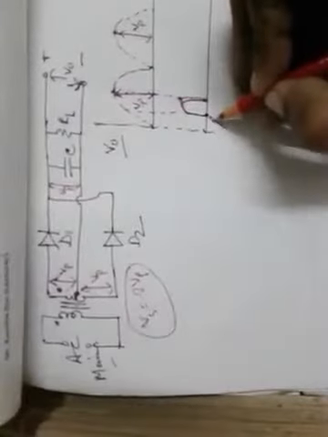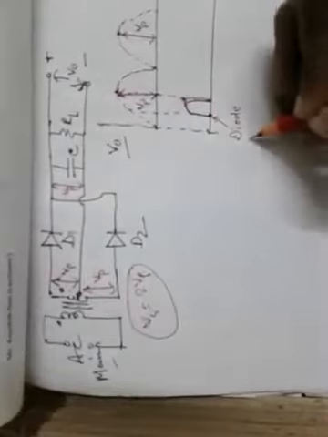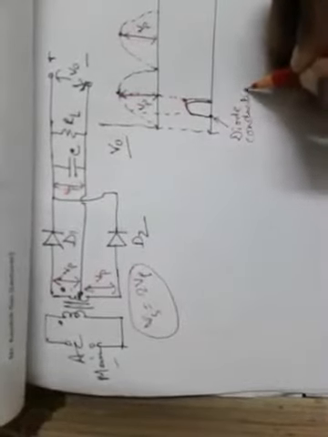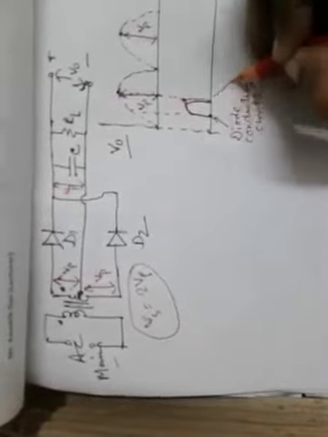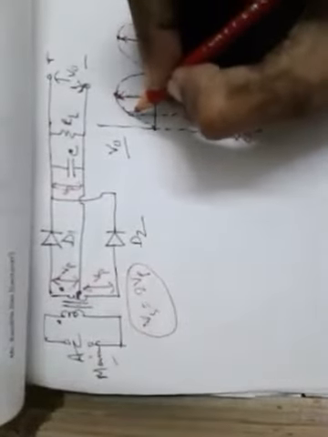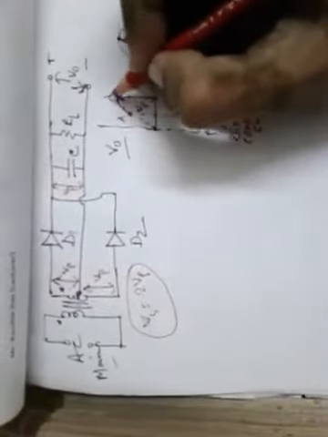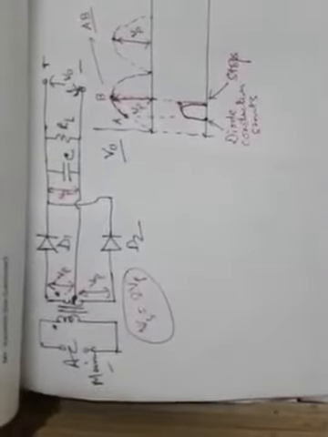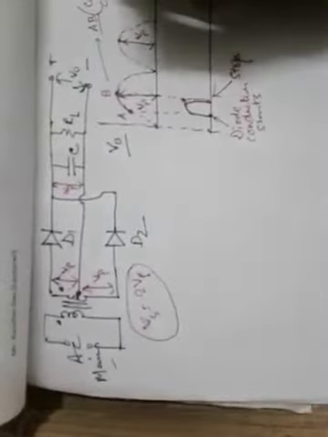So at this point we can say diode conduction starts, and here it stops. Suppose this point is denoted by A and this peak point is denoted by B. This area AB is nothing but the area where the capacitor is actually charging, and at the point B the capacitor is fully charged.